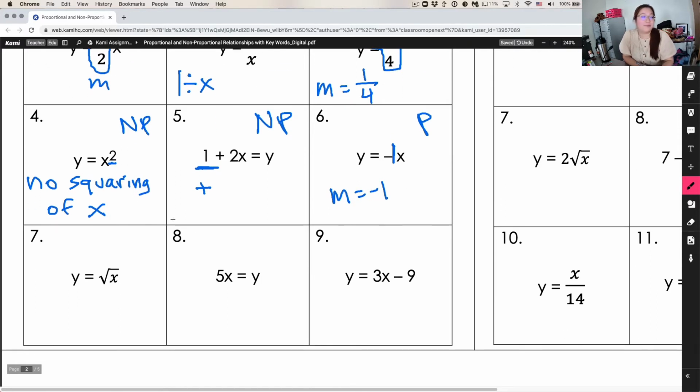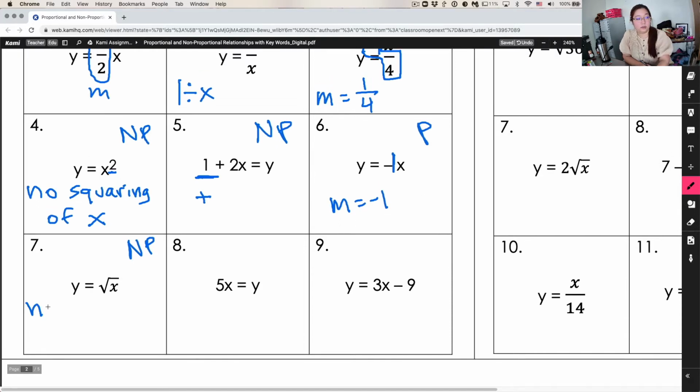Almost done, 3 left. Number 7, y is the square root of x. This is non-proportional. We cannot take the square root of x, that's not multiplication. You can do the square root of something else, like m could be the square root of 2, that's fine, but you cannot take the square root of x because that's not multiplying. We can only multiply stuff by x. We cannot add to x, no squaring x, no dividing by x, no square root of x. The only thing we can do to x is multiply.